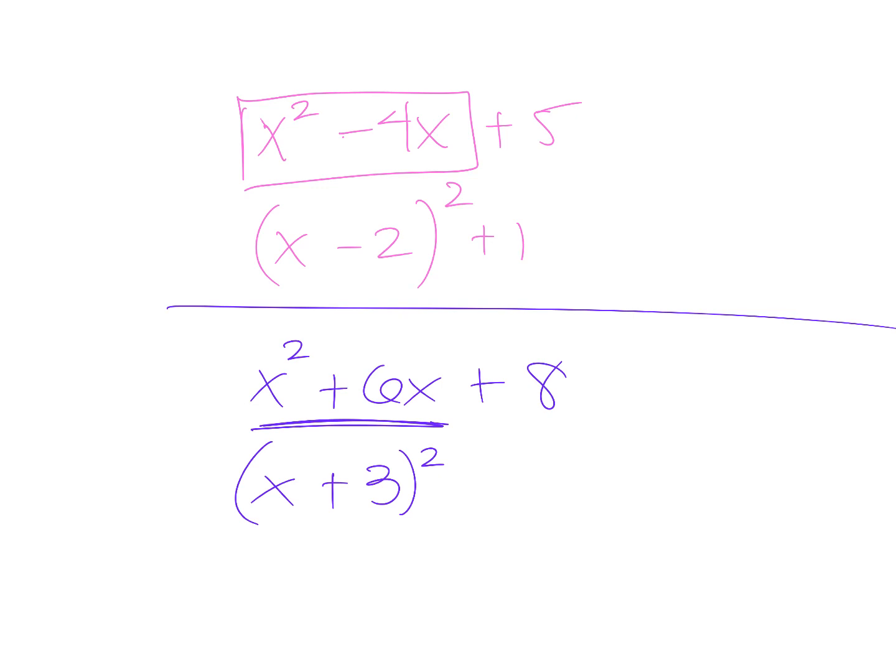If I had to FOIL this, what would be the last number? A 9, but I need it to be an 8. So what do I have to do? Minus 1. Starting to get it? Let's start with an easier one. X squared plus 3x plus 2.